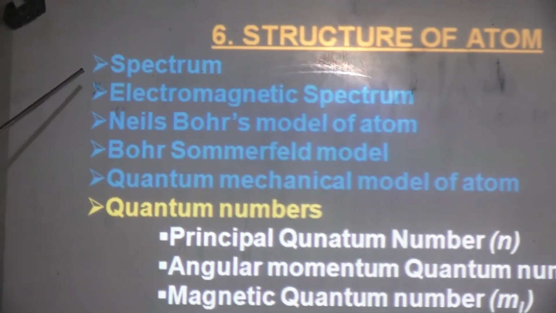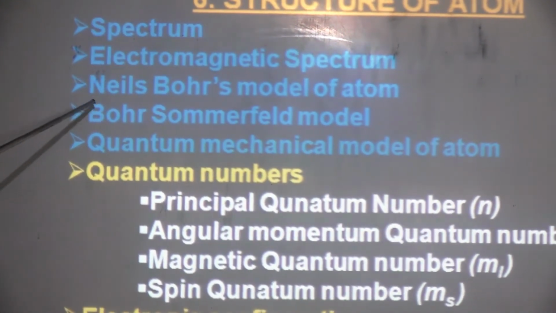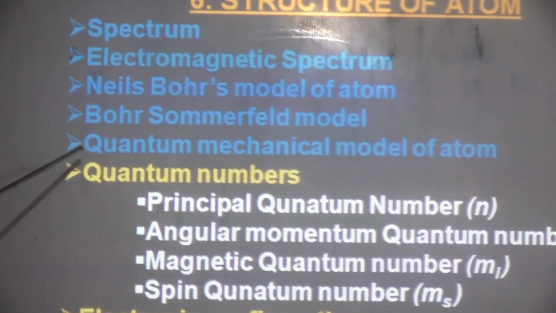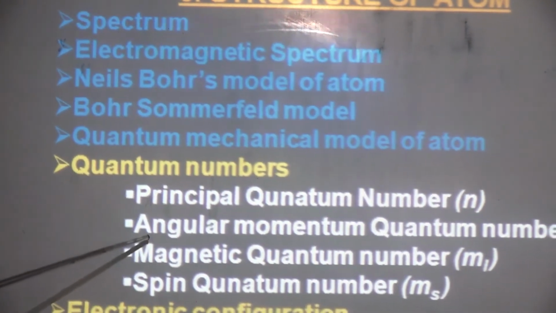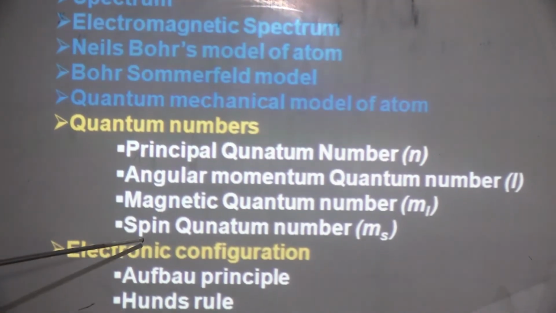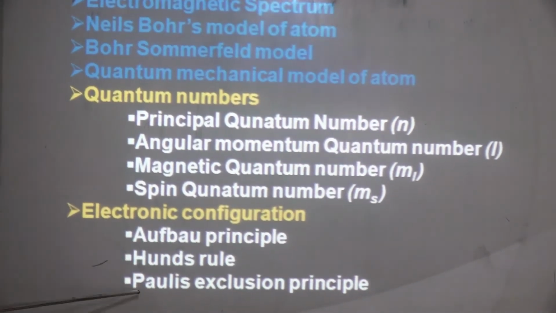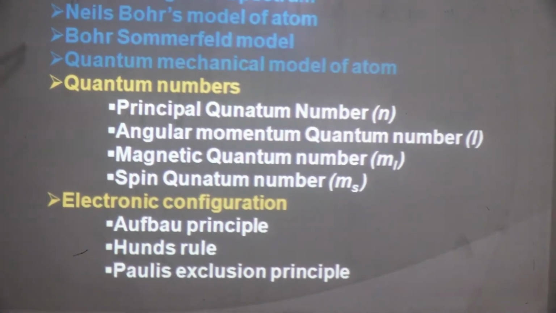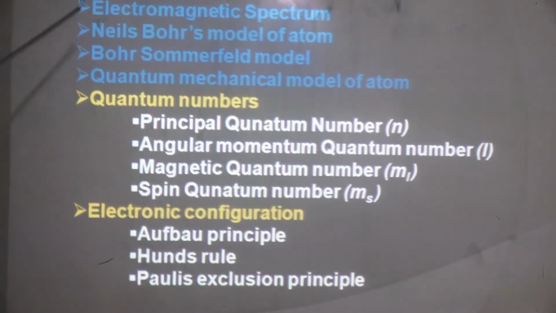The most important topics covered in this are spectrum, electromagnetic spectrum, Niels Bohr's model of atom, Bohr-Sommerfeld model, quantum mechanical model of atom, and quantum numbers: principal quantum number, angular momentum quantum number, magnetic quantum number, spin quantum number, and electronic configuration, Aufbau principle, Hund's rule, Pauli's exclusion principle. These are the important topics covered in this chapter.